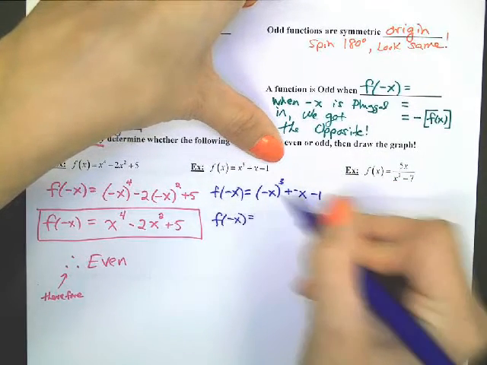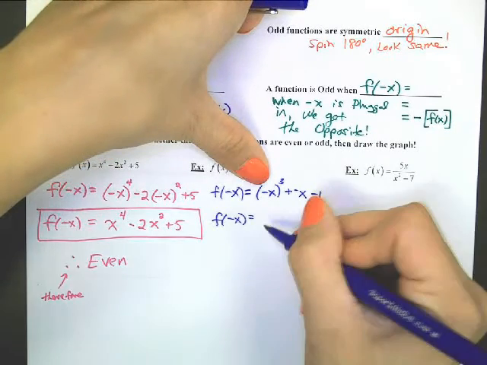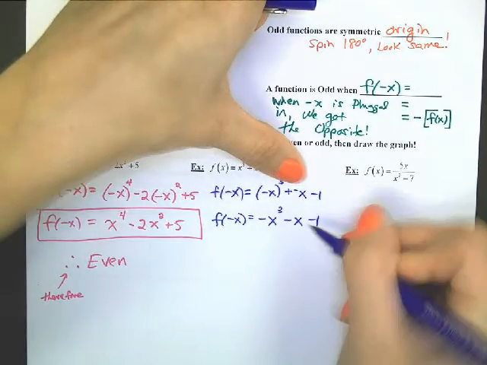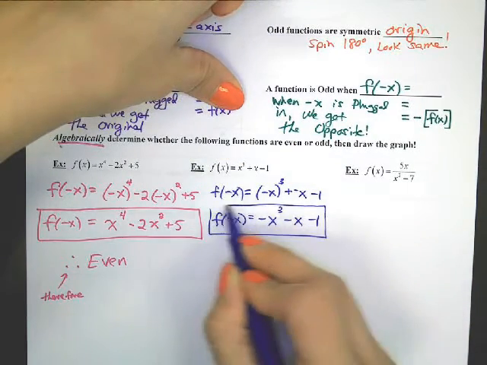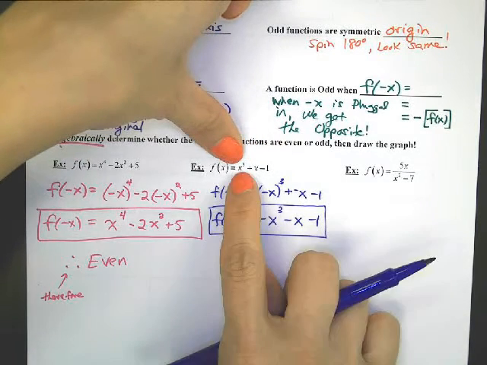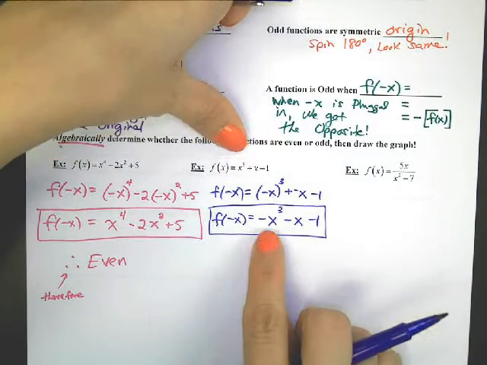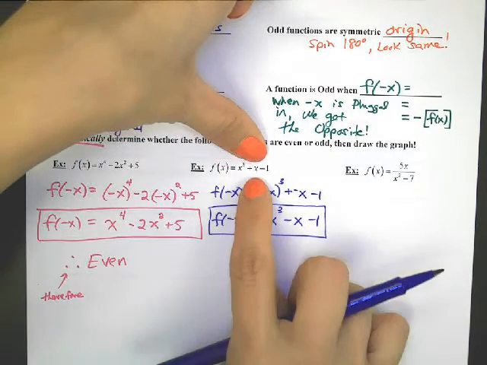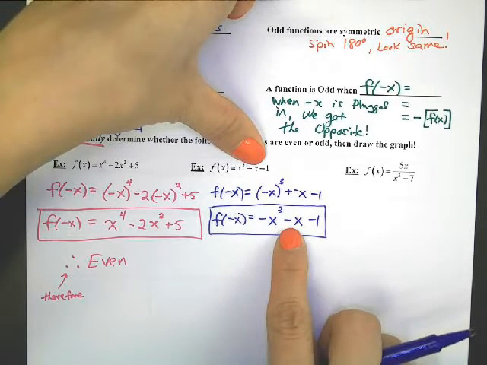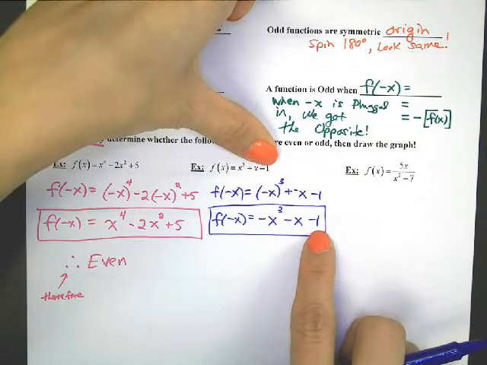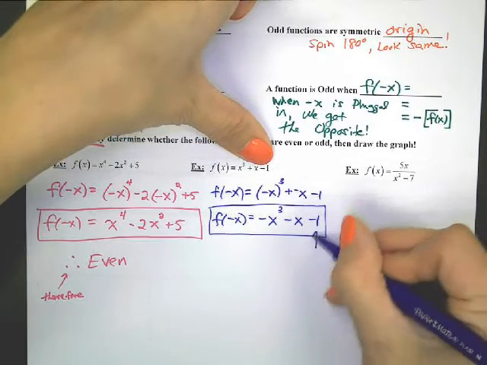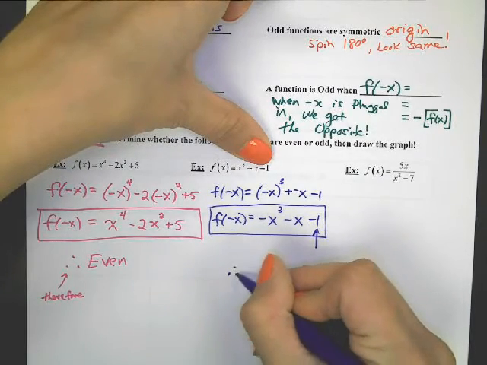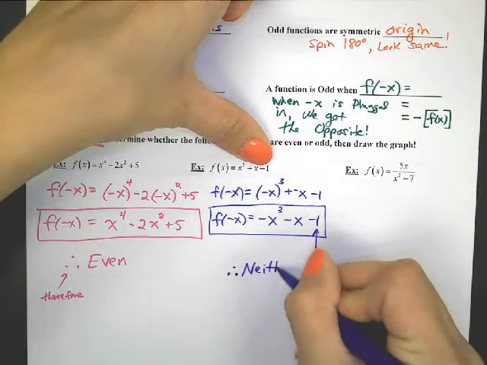Okay, so now we're going to simplify our results. A negative to the third power is negative x cubed. This is minus x minus 1. Okay, here's my result. Is that the same? Is that the original? Oh, absolutely not. Is that the opposite? X cubed is negative. That's opposite. Positive x, negative x. That's opposite. Oh, wait a minute. That's not opposite. Right there, not opposite. So it's not even. It's not odd.